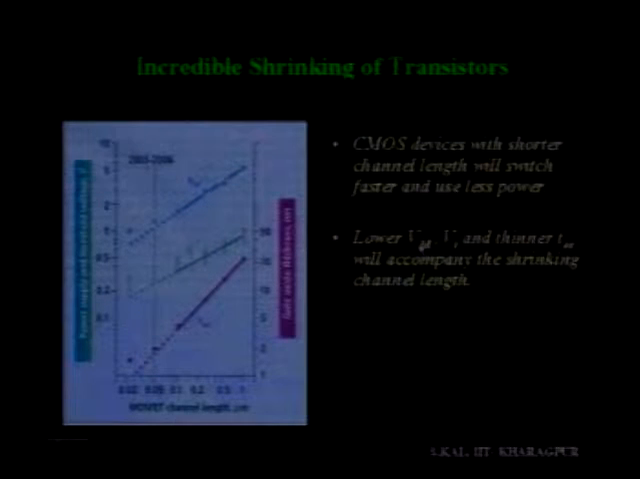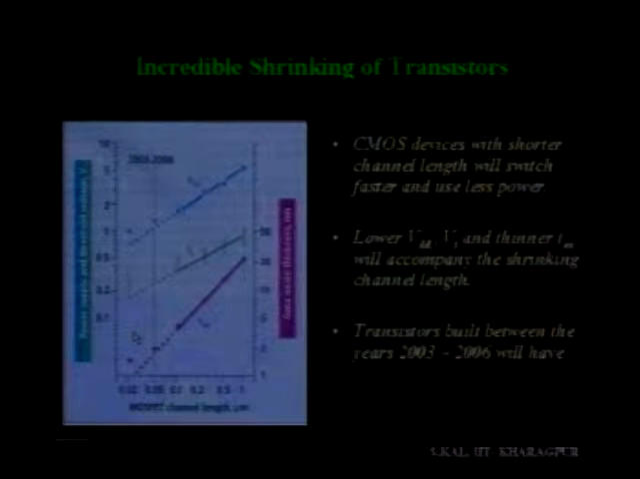the lower VDD and VT and thinner gate oxide will accompany the shrinking channel length that is shown in this particular curve. Transistors built between the years 2003 to 2006 will have a channel length of the order of 0.05 micron, VDD of the order of 1.2 volt, and threshold voltage of the order of 0.25 volt. This is the prediction.